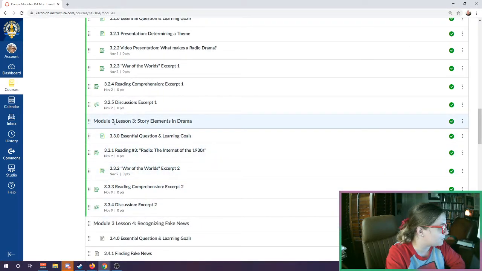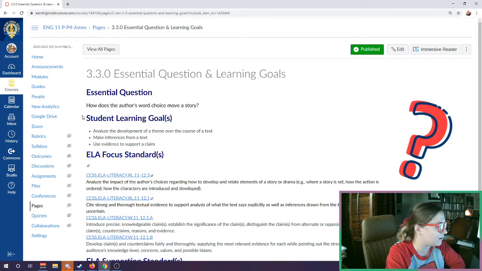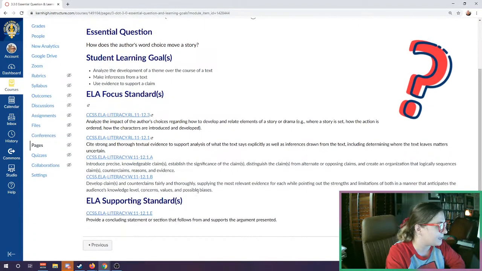If you go to Module 3, Lesson 3, and look on the front page, you'll see that this week we're going to be focusing on author's word choice in a story. And these are the California State Content Standards that I'll be throwing at you.